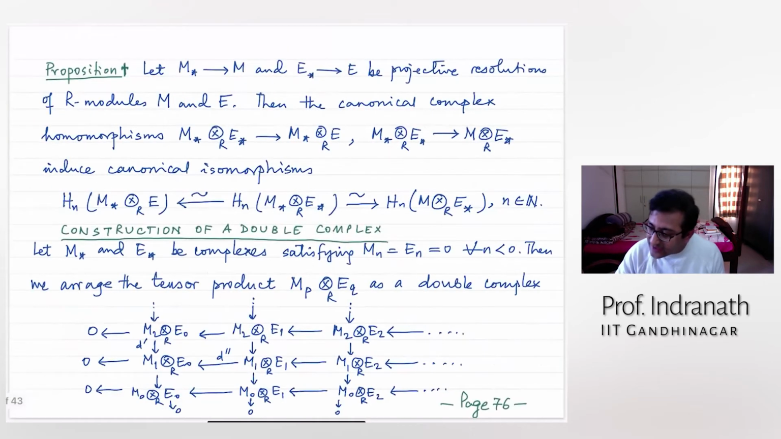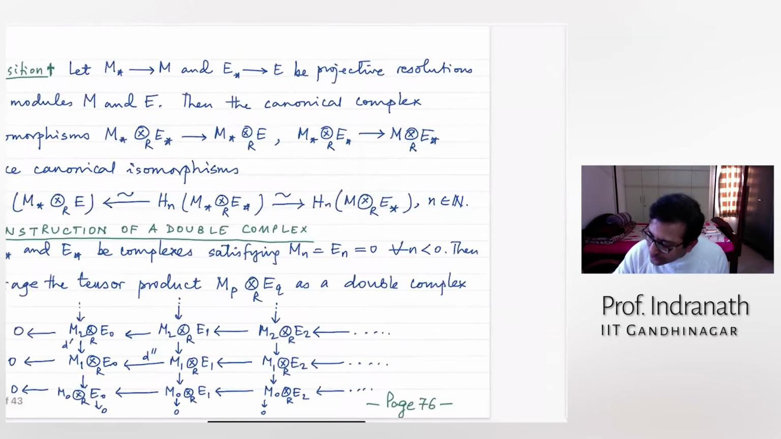This is the statement you are trying to show, that working with the double complex or working with the individual one, once with respect to M, once with respect to E, you will have isomorphisms from here to here, here to here, and so on. Okay. So that Tor can be defined using any argument or even using the double complex. That's the idea. Okay, so now what we do is the following.